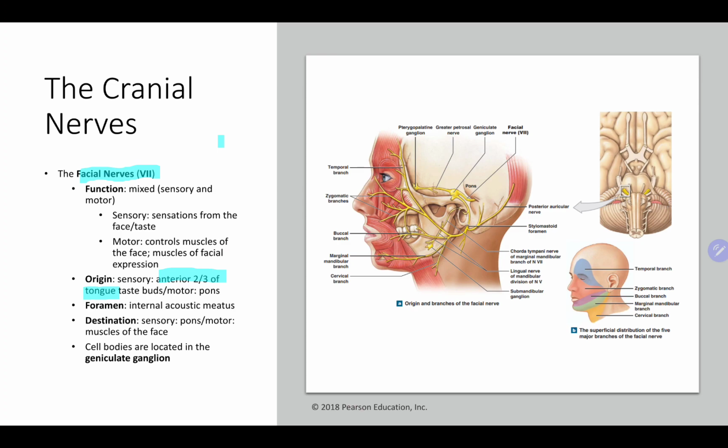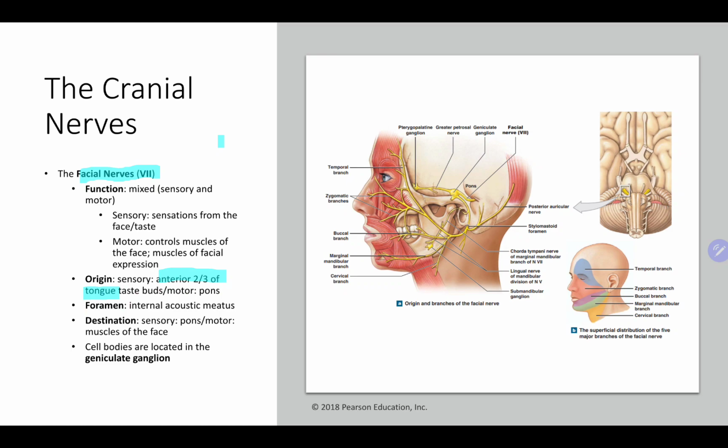There are some cranial nerves that I want you to look at. So we know we have the 12 cranial nerves. Remember, cranial nerve 1, olfactory nerve; cranial nerve 2, the optic nerve; cranial nerve 3, the oculomotor nerve; cranial nerve 4, the trochlear nerve; cranial nerve 5, the trigeminal nerve; and then we have cranial nerve 6, the abducens nerve, and here we have cranial nerve 7, which is the facial nerve.